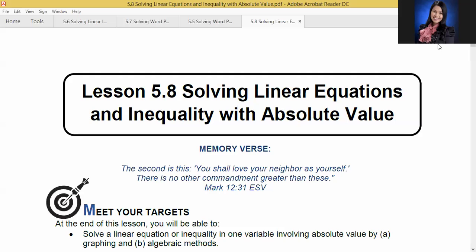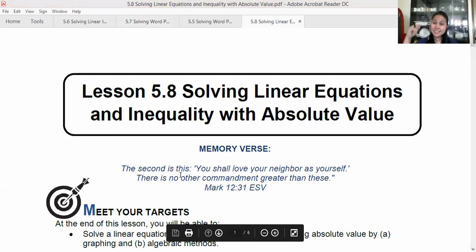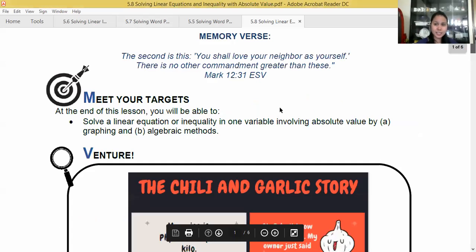Lesson 5.8 is about solving linear equations and inequality with absolute value. And our memory verse is found in Mark 12, verse 31. It says, "You shall love your neighbor as yourself, for there is no other commandment greater than this." In this lesson, you will learn how to solve linear equations and inequalities with absolute value.